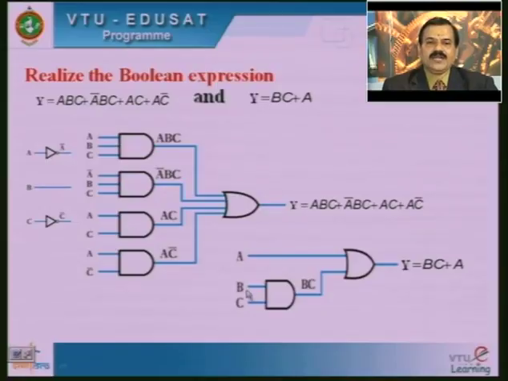So therefore B into C we first have to achieve, that is why the B variable is taken, the C variable is taken, and the operation is carried out, and the product value BC is considered as one input to the last stage OR gate, and one more termination is fed with A. Then in the addition process we get Y equals BC plus A. That is exactly what is given in the equation for realization.